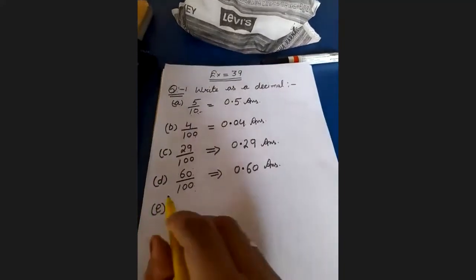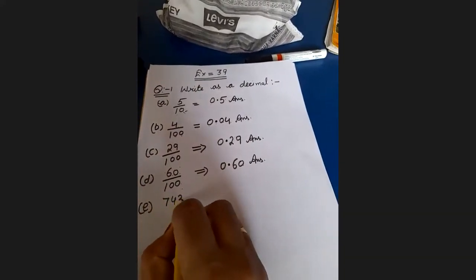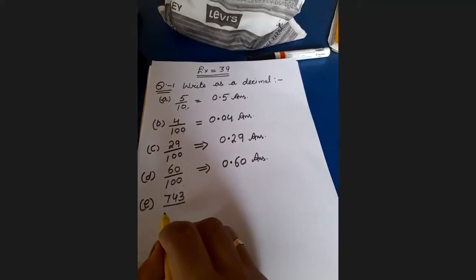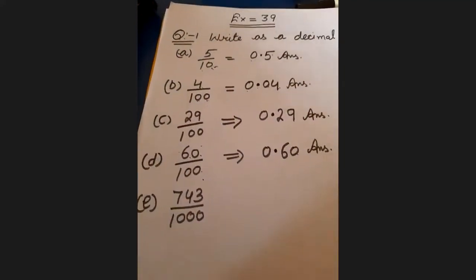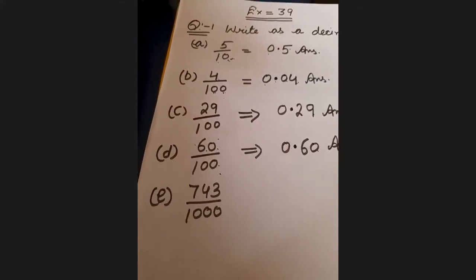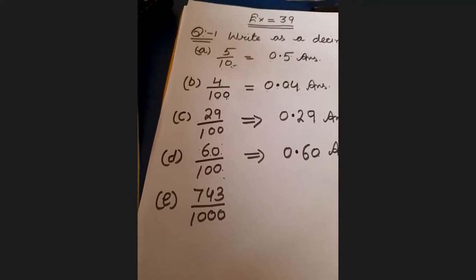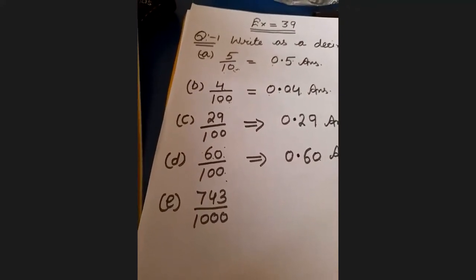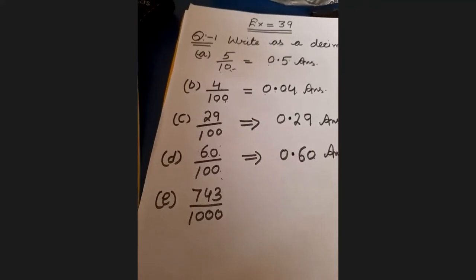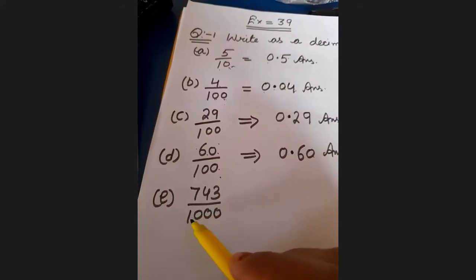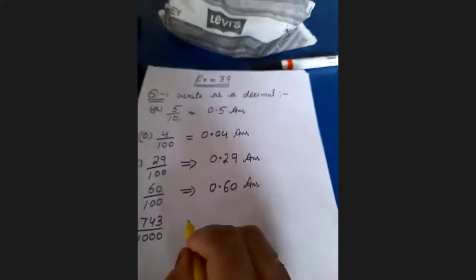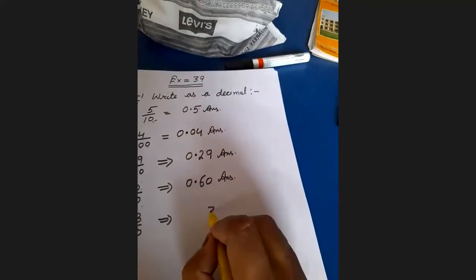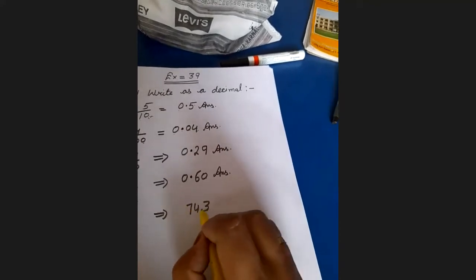Part E, 743 upon 1000. Now students, numerator is 743 and denominator is 1000, which has three 0s. So we'll put the decimal after 3 digits because in 1000 we have three 0s. 1, 2, 3. Put your point. So your answer is 0.743.